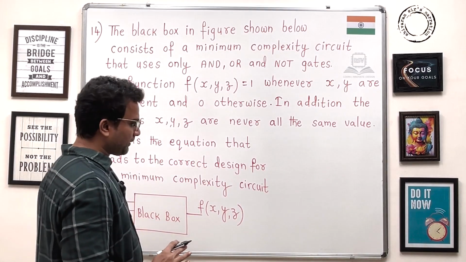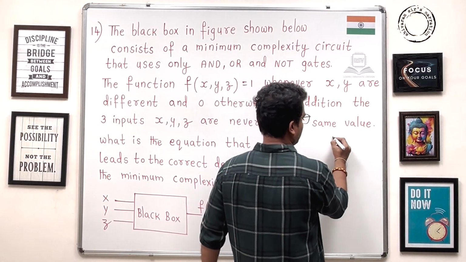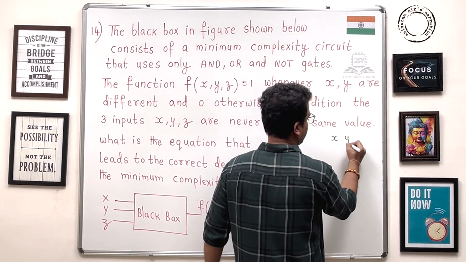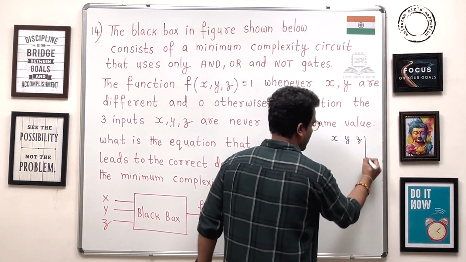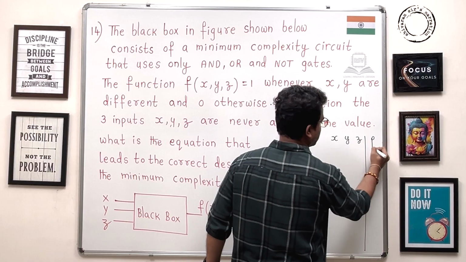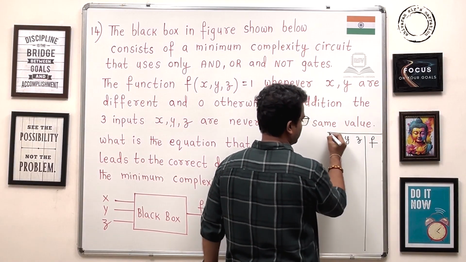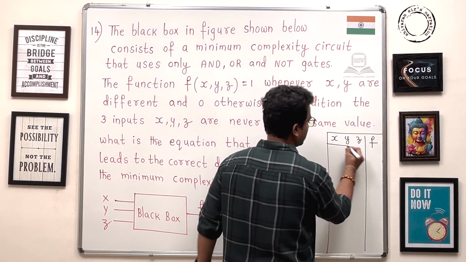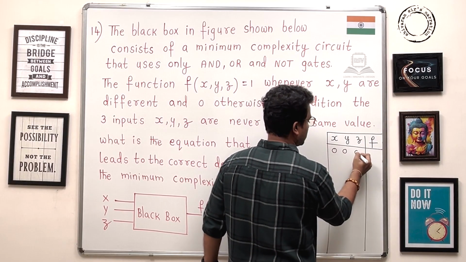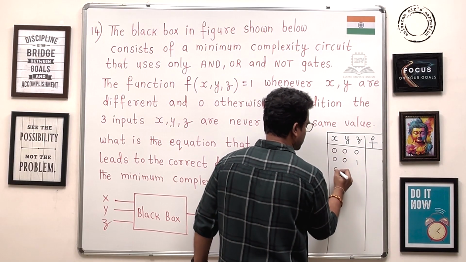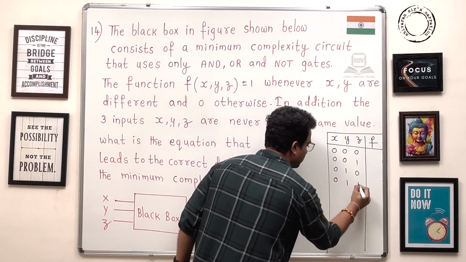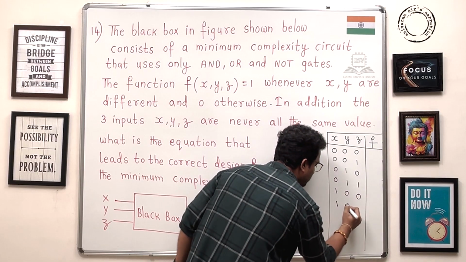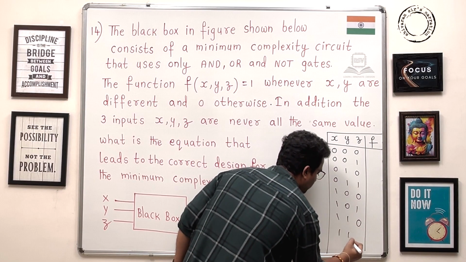See, there are 3 variables, therefore x, y, z, and this is the function. Let's assume. Therefore, here we get 0, 0, 0, 0, 1, 0, 1, 0, 0, 1, 1, 1, 0, 0, 1, 0, 1, 1, 1, 0, 1, 1, 1.